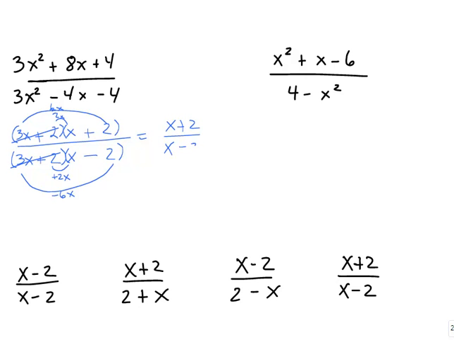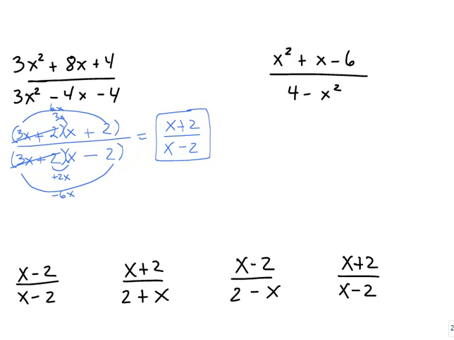Now, those are very similar, but because that middle sign is different, they are not equal, and they are also not opposites. To be opposites, the signs of both terms would have to be different on the top and the bottom, and that's not the case. So even though they're really close, x plus 2 over x minus 2 doesn't cancel out at all, so that's just our answer.